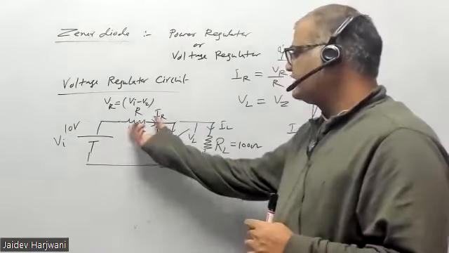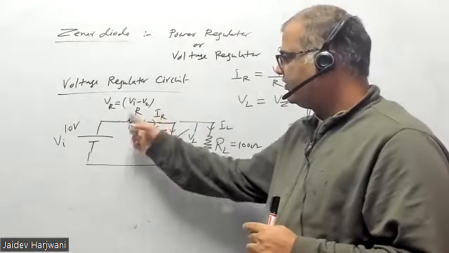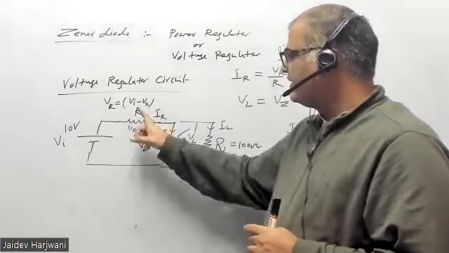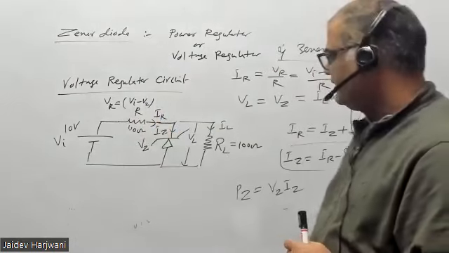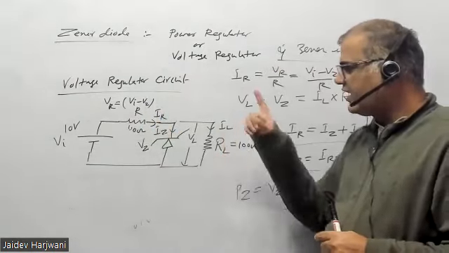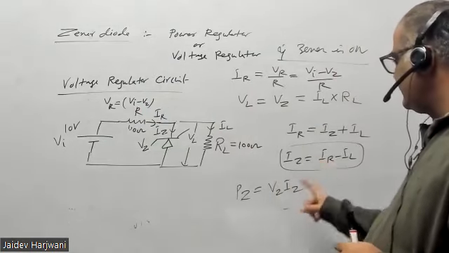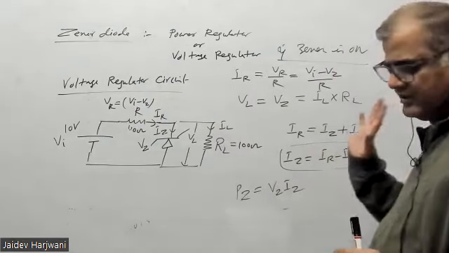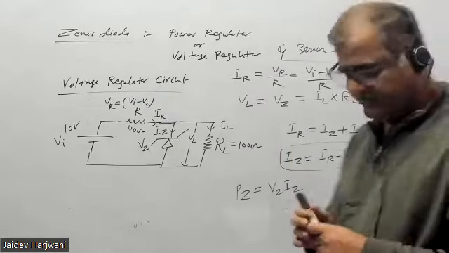If this voltage is fixed, you can find the voltage: this minus this, divided by R, gives you IR. You know this voltage, you know the resistance, so you can find IL, and you can find IZ by IR minus IL. If this is clear, we can proceed further.